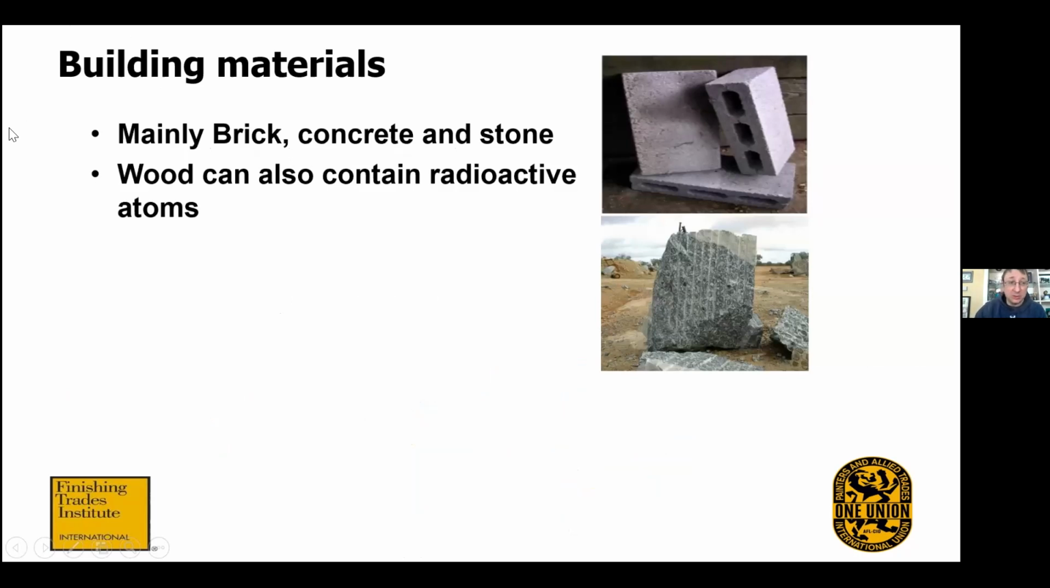Building materials, mainly bricks, concrete, and stone, contain radiological material. So if this is your trade, if you work with this stuff every day, you're likely to have a little bit higher radiation dose on average annually than folks who don't work with those materials. It's not going to be a lot, but it would be noticeable if you were taking biological samples. Wood can also contain radioactive atoms. The average dose is about 7 millirem a year.